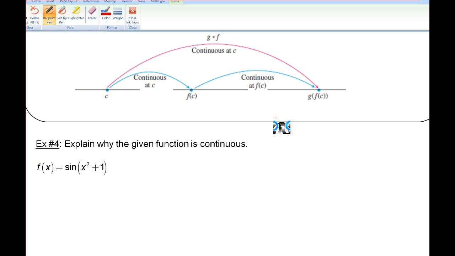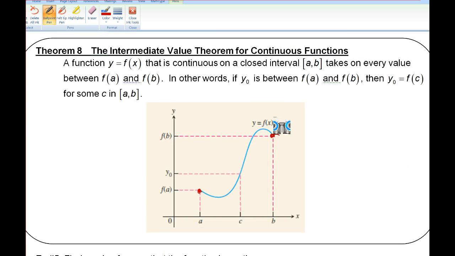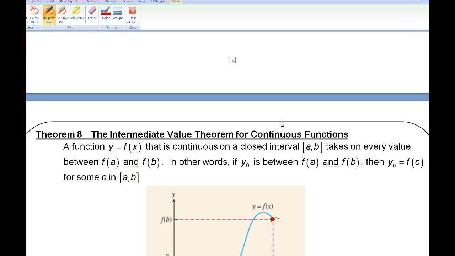don't worry about example 4. I won't ask you about that one. Ever? Oh God, that's an oscillating one.